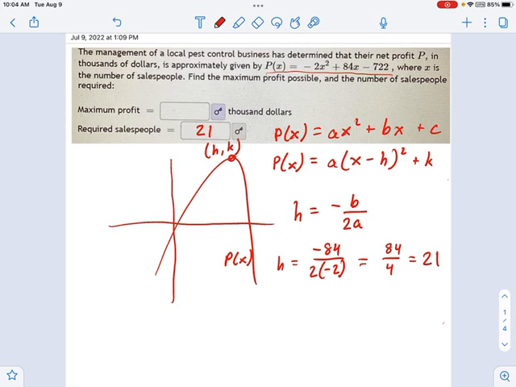P of x is this curvy thing. Now, what's the point of a function? The whole job of a function is you plug in x, and the function tells you what y is. So if I plug in h, the function tells me k. It has to. That's what it does. So we're going to say k equals p of, and I'm going to plug in h right here instead of x. Well, let's see what that does. Negative 2 times 21 workers squared plus 84 times 21 workers minus 722.